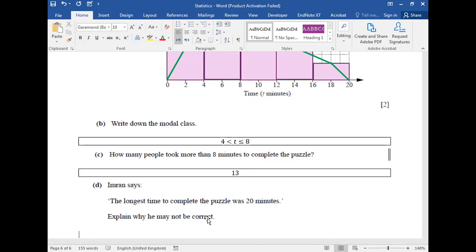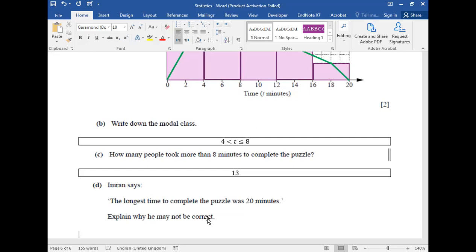Is that right? The frequency is two, so there are just two people, right? Maybe both of them took 17 minutes, maybe one of them took 17, the other one took 18.2 minutes. So they're just lying in that particular group. Is that clear? It doesn't mean that one of them has taken 20 minutes. So he might be wrong. We do not know their individual times. So it's possible that Imran's claim is wrong.